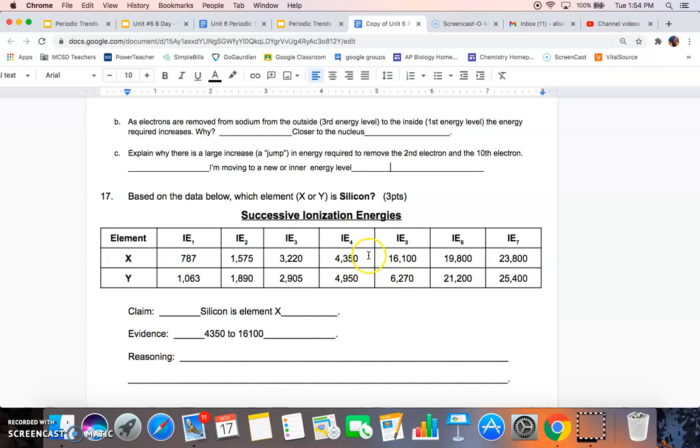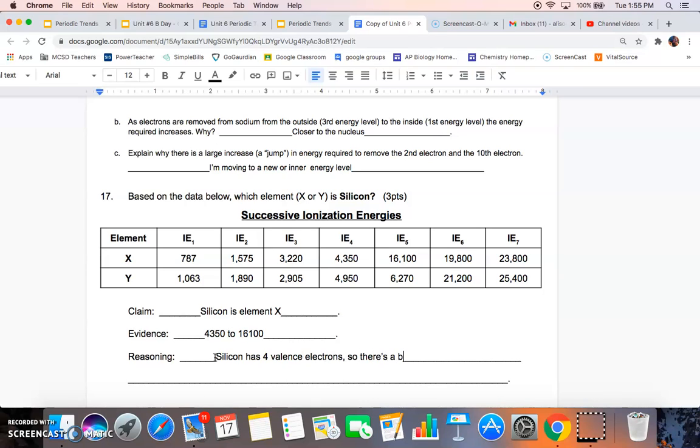After that 4th electron's removed, I see this jump because now I've moved into a new level. I've taken off those 4 valence electrons. So my claim would be that silicon is element X. My evidence, I'm just going to provide the numbers. So I went from this ionization energy to this ionization energy. And then putting that together in a reasoning, I could say, well, silicon has 4 valence electrons.